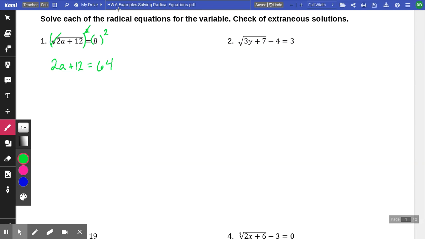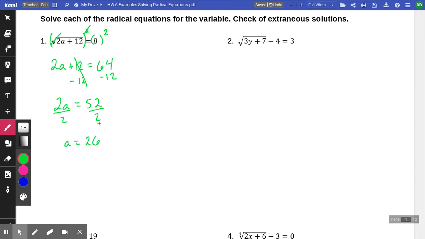So what we've done is we've rewritten the equation without a radical. And now we can just go back through our solving equation steps from Algebra 1 to solve for a. And in this case, we always subtract before we divide. So we'll subtract 12 on each side. And we get 2a equals 52. And then when we divide by 2, we get a equals 26.